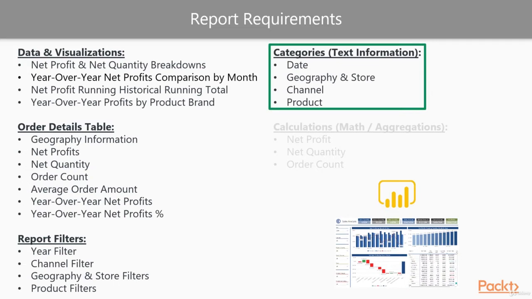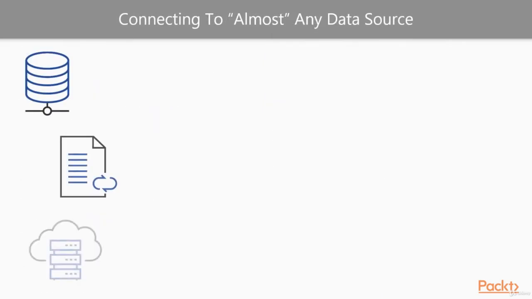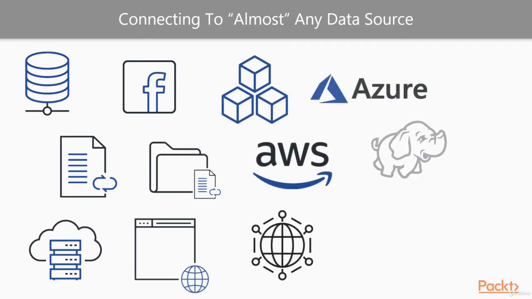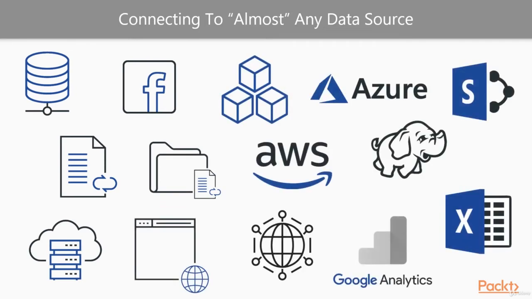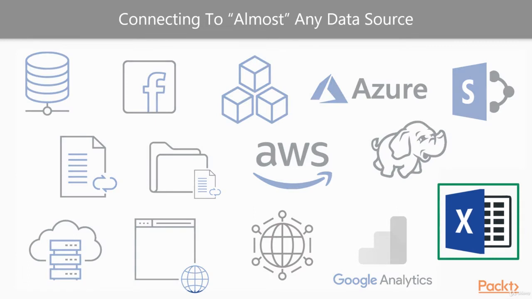Alright, now that we've translated our requirements into categories and calculations, let's quickly review where this data can exist and then import it into our Power BI report. As I've already mentioned in previous videos, Power Query can connect to nearly any data source, everything you see here and more, with new connection types being added almost every month to Power BI. Now, for our exercise and this course, we'll be importing all of our data from Excel files.